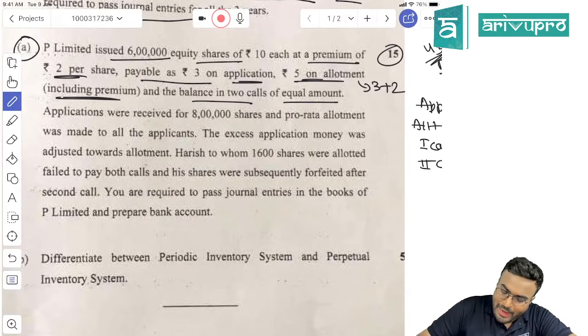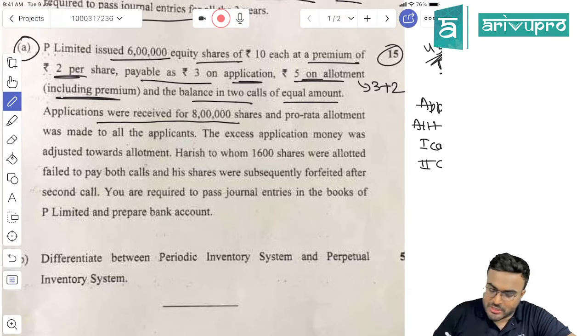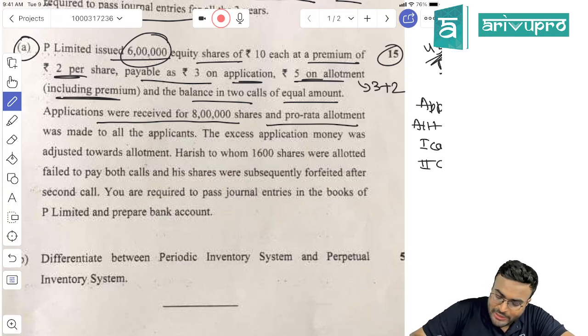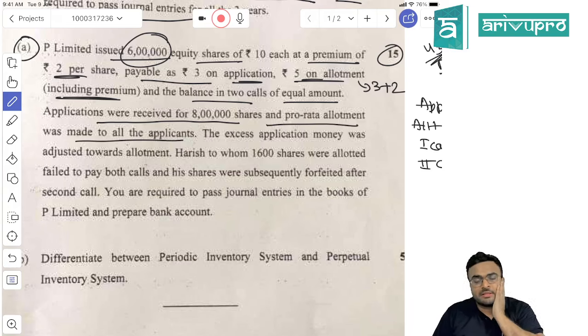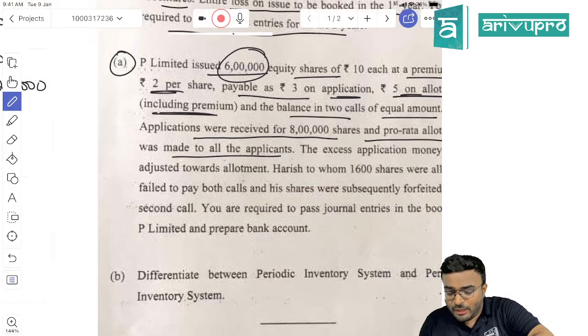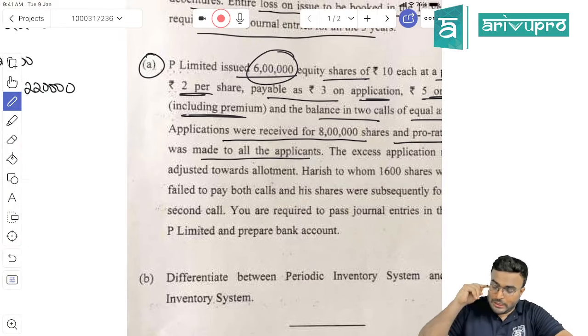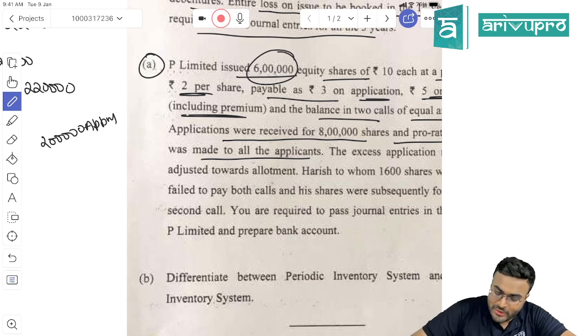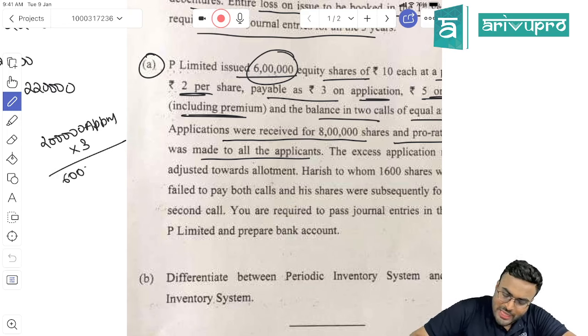Okay. Now, applications were received for 8 lakh shares. We issued how many? 6 lakh shares. 8 lakh shares applications were received, and pro rata allotment was to be made to all the applicants. So what we have done over here, pro rata allotment. Now understand this. 2 lakh applications extra. 2 lakh applications you have received extra into 3 rupees, 2 lakh into 3 rupees, you have 6 lakh rupees extra.